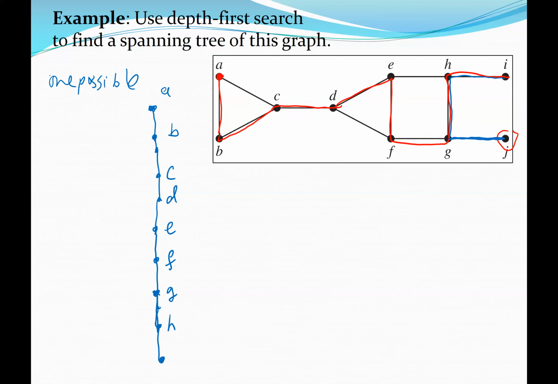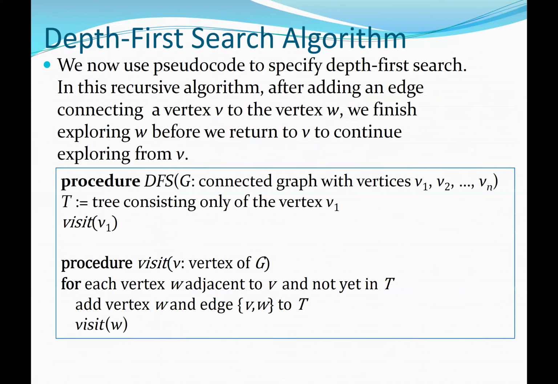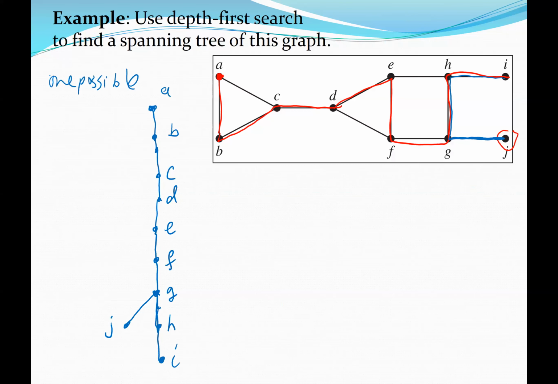And then when we do a backtracking, we know that J connected to G. So that's when we add another section here. So that would be J. Okay, so that's one possible where we start at vertex A. So that's what we call depth first search.